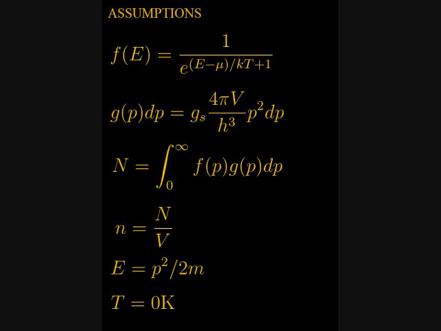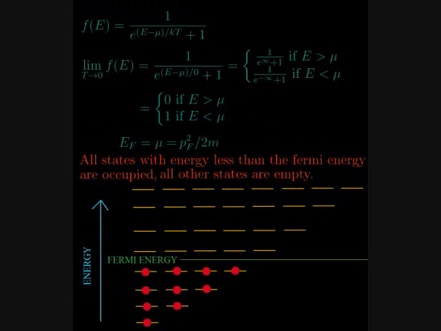Anyway, little n is the number density, so it's just the total number of fermions per unit volume. And we assume that fermions are non-relativistic, so we can write the energy as p squared over 2m, or momentum squared over twice the mass. Finally, we care about the limit where the temperature is 0 Kelvin. So those are our assumptions.